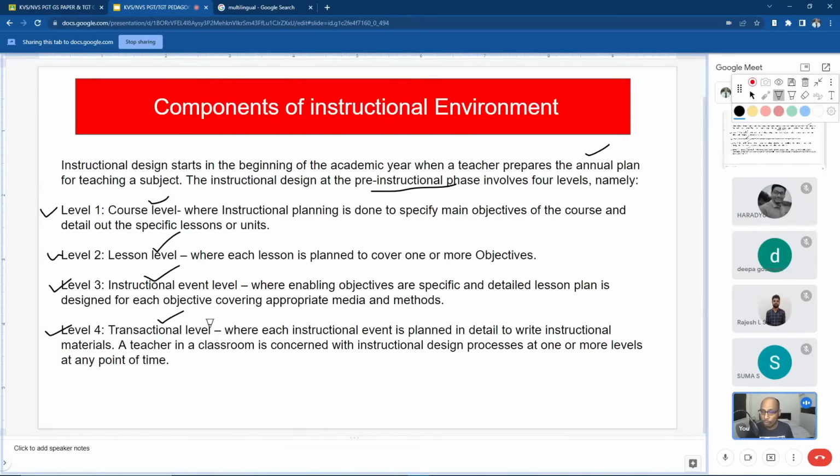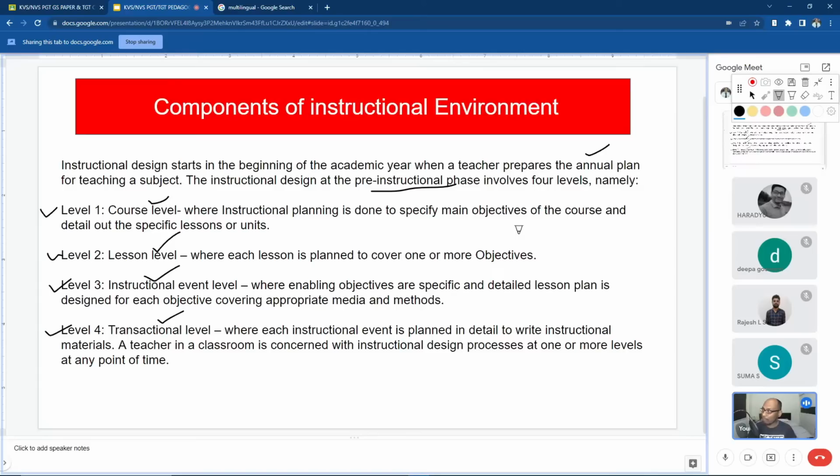So what is this course level? Where instructional planning is done to specify the main objectives of the course and detail out the specific lessons or units, it comes under course level. So designing of the course happens at the course level. Lesson level, where each lesson is planned to cover one or more objectives. Now when you teach the first lesson, what is the main objective? When you teach the second lesson, what is the main objective? Likewise, every lesson has a different objective.